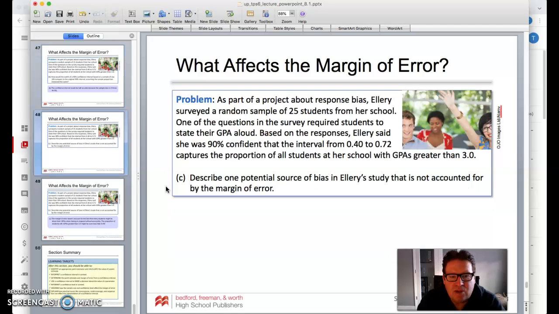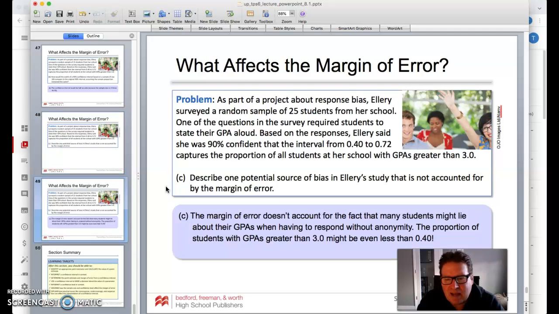All right, now part C, describe any potential source of bias. One of the things I would say is that when you ask people to say it out loud, they might not tell you the truth. If it's anonymous, they're probably more likely to tell you the truth. But if you're asking someone face to face, they might be a little embarrassed if their GPA isn't higher than 3.0, so they might lie. So you might have some error based on not being truthful. I always want to make sure that they're anonymous when they do that.